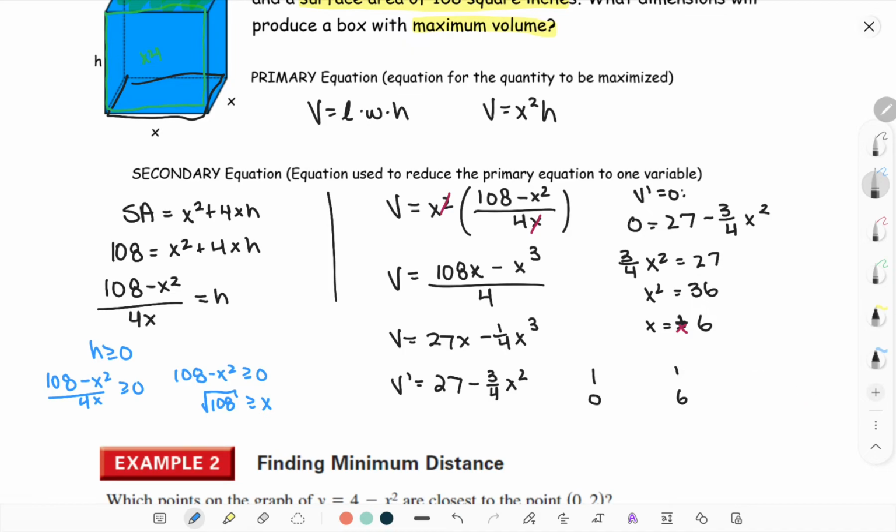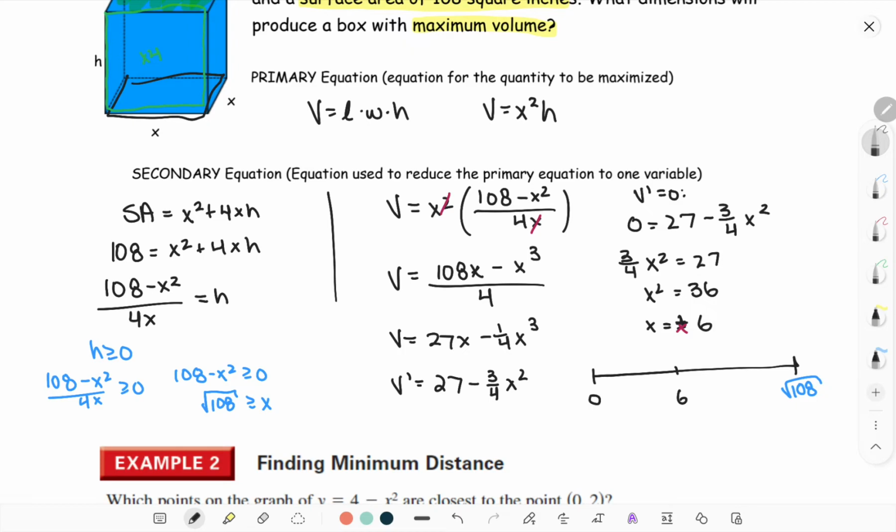That would be the case where I have almost no height and my base is the entire length. Root 108 times root 108 along the base here would give me a whole surface area of 108 coming entirely from the bottom. So that's my maximum value for x, root 108.